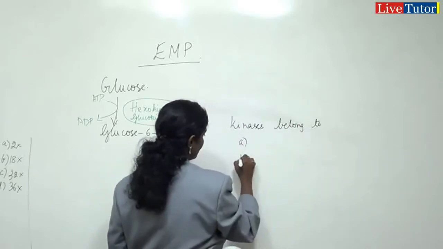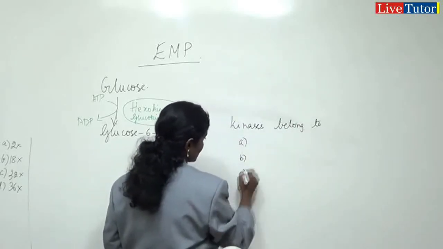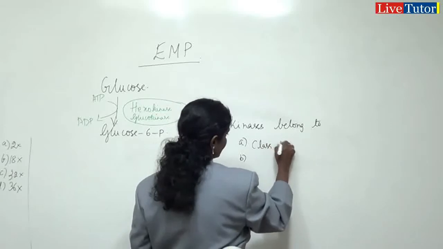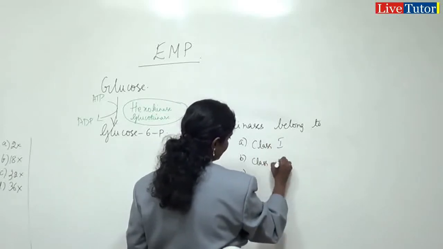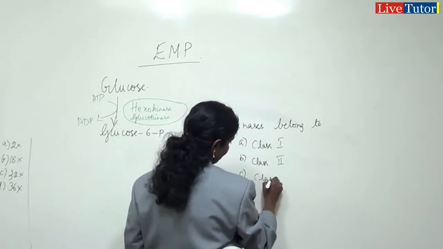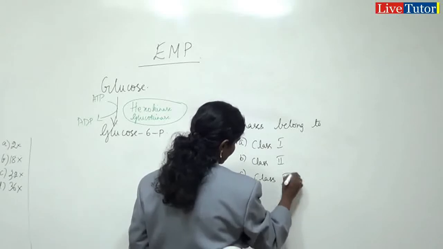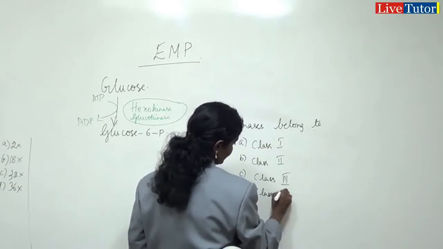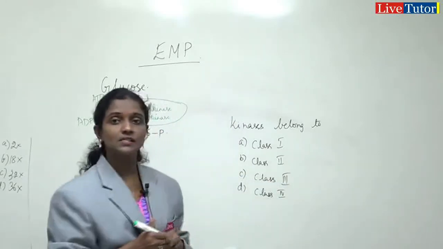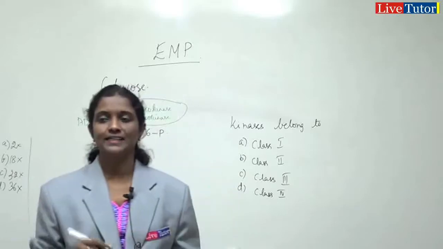A, B, C, D. Class 1 enzyme, class 2 enzyme, class 3 enzyme, class 4 enzyme. Yes, who can answer me this? Before we go to the next step.